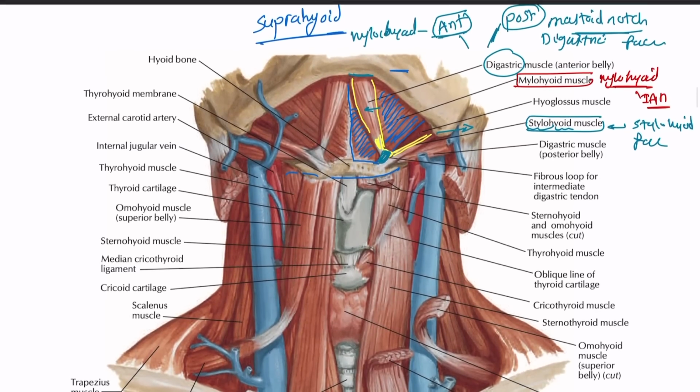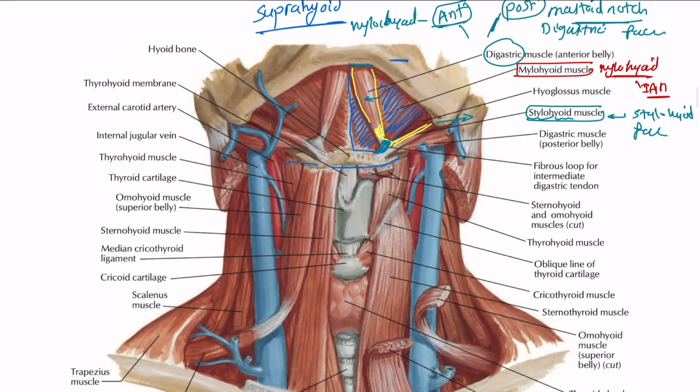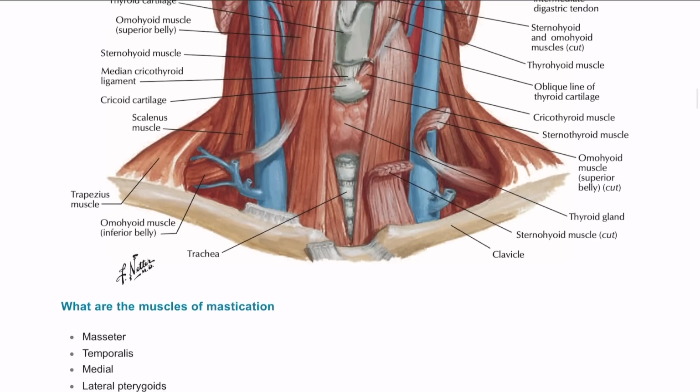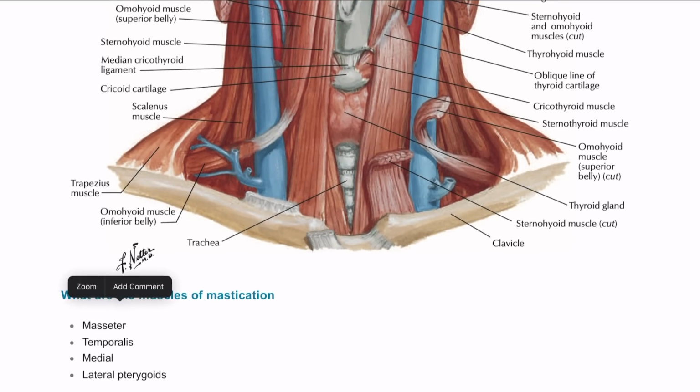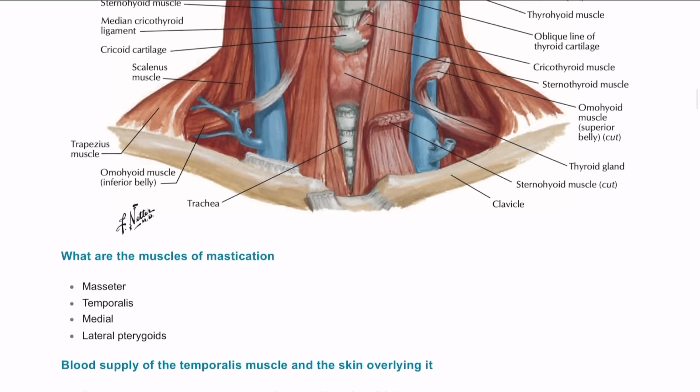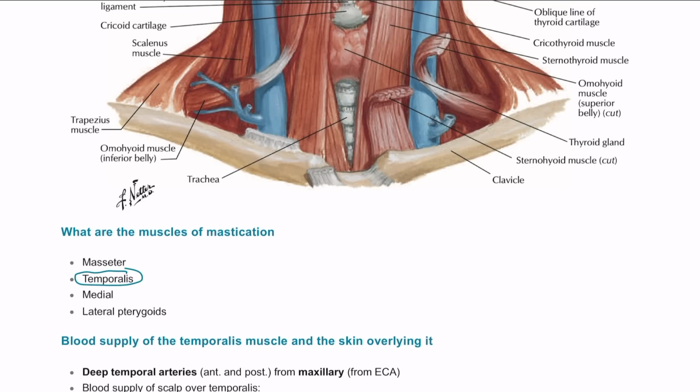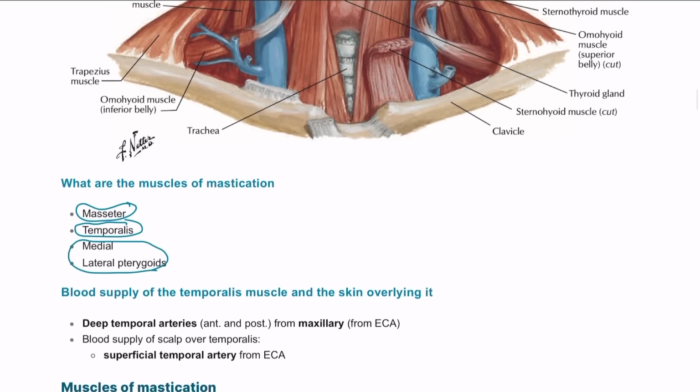All right. So these are the suprahyoid muscles, and their action is basically that they either drop the mandible down or elevate the hyoid bone up. Okay, just very simple. Muscles of mastication. So you have the muscles of mastication: temporalis muscle, masseter muscle, and medial and lateral pterygoid muscles.